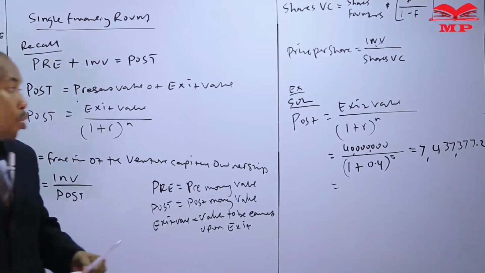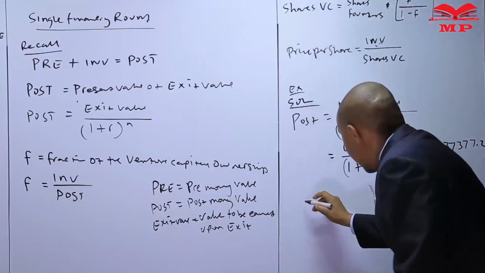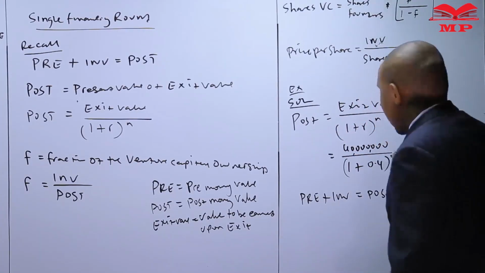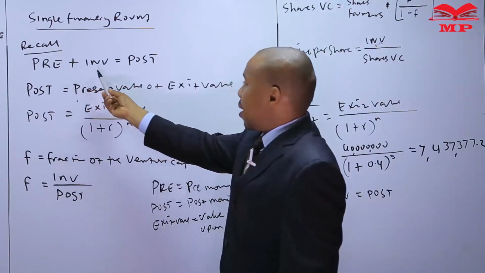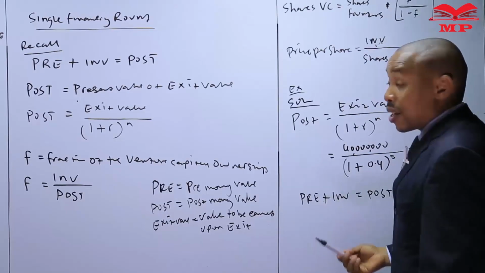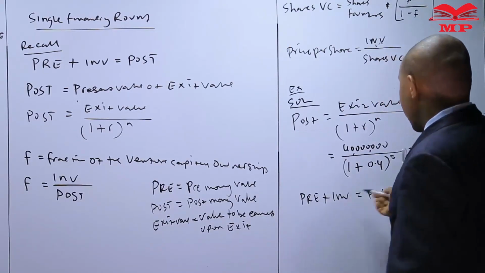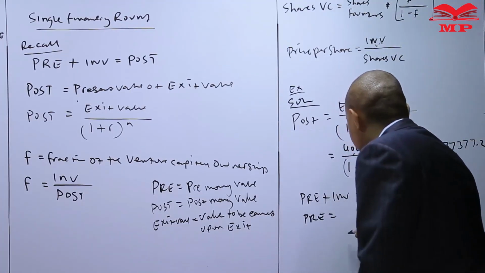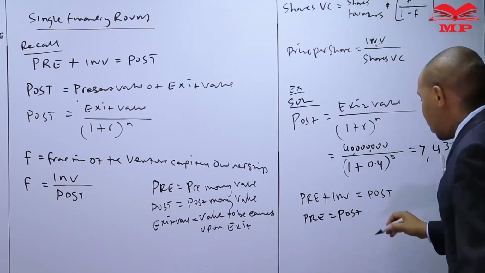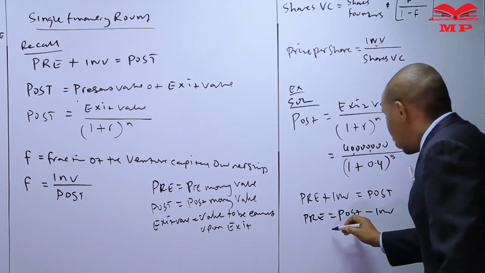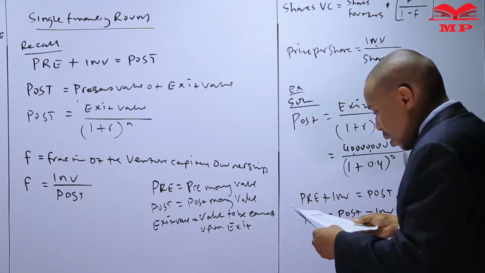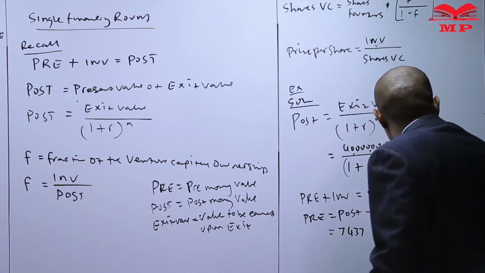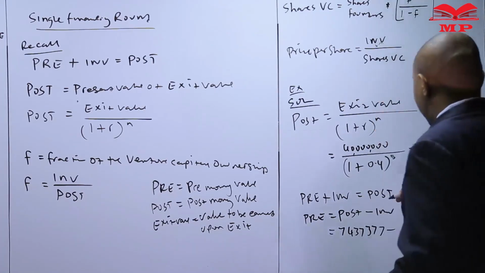From there, we are able to get the pre-money value. We have pre plus INV equals post-money value. Remember, pre plus INV equals post-money value. So can we get the pre-money value? Yes. We just move the investment value to the other side. So pre is given as post-money value minus INV, which is the post-money 7,437,377 minus the investment value.